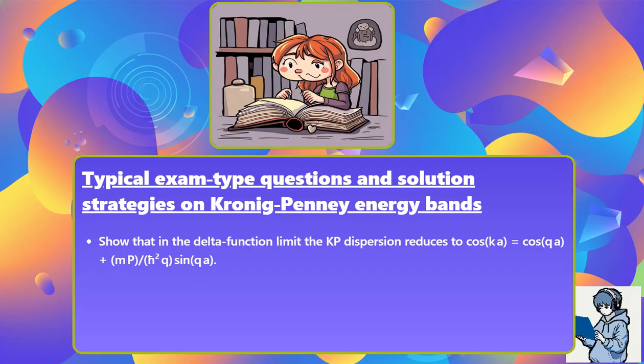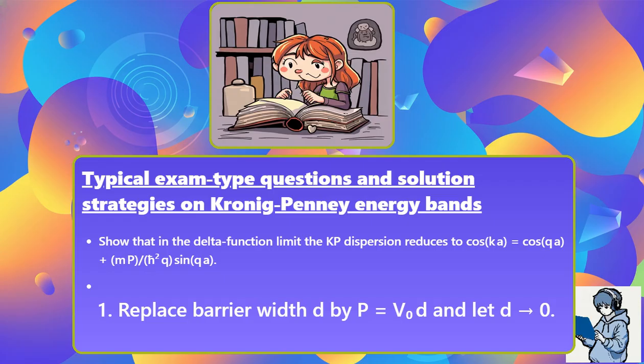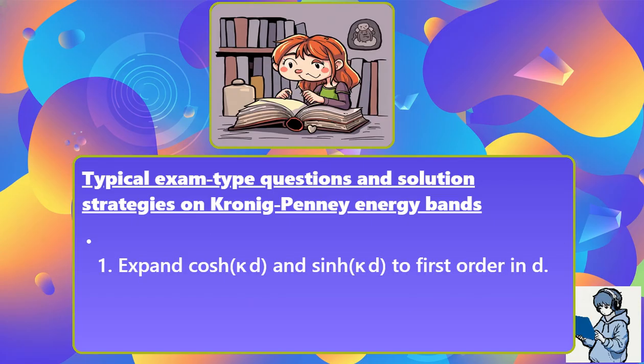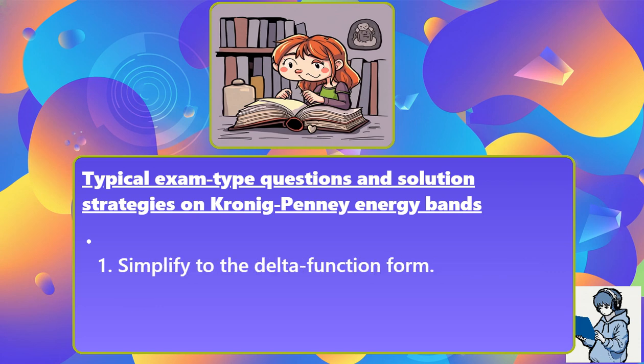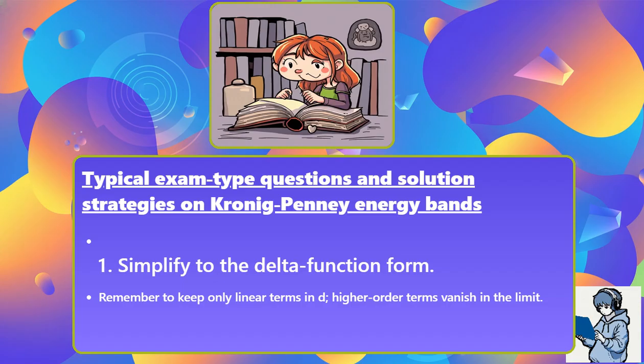Show that in the delta function limit the KP dispersion reduces to cos(ka) equals cos(qa) plus (mP over ħ²q) times sin(qa). 1. Replace barrier width d by P equals V0 times d, and let d go to 0. 2. Expand cosh(κd) and sinh(κd) to first order in d. 3. Substitute kappa approximately equals the square root of 2mV0 over ħ, and keep terms up to Pd. 4. Simplify to the delta function form. Remember to keep only linear terms in d. Higher order terms vanish in the limit.